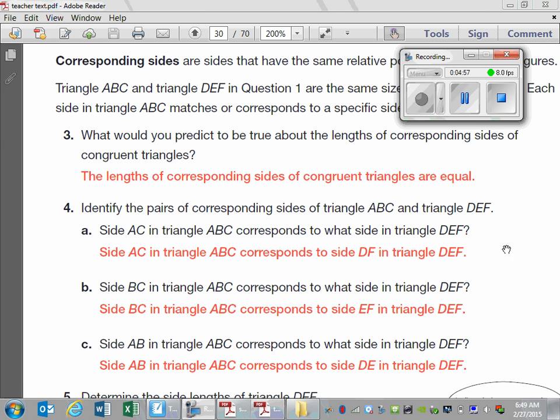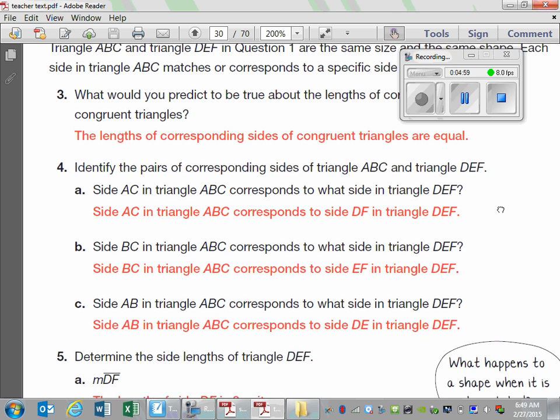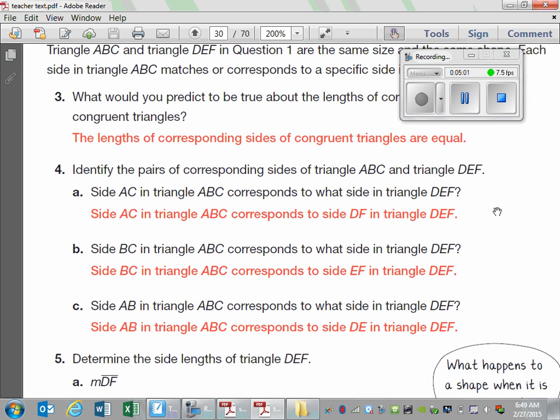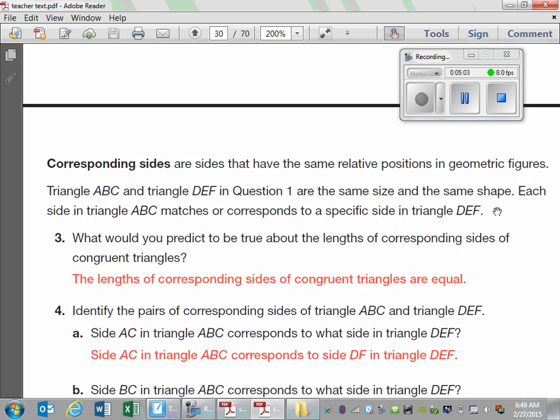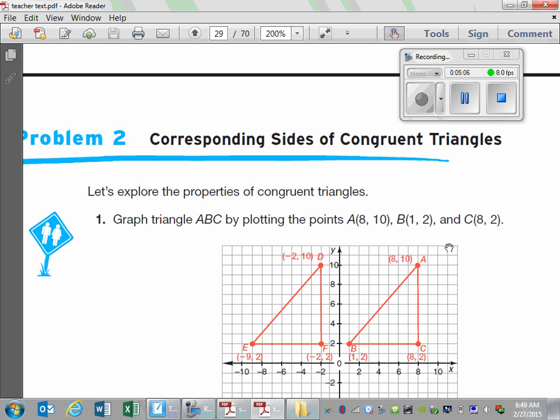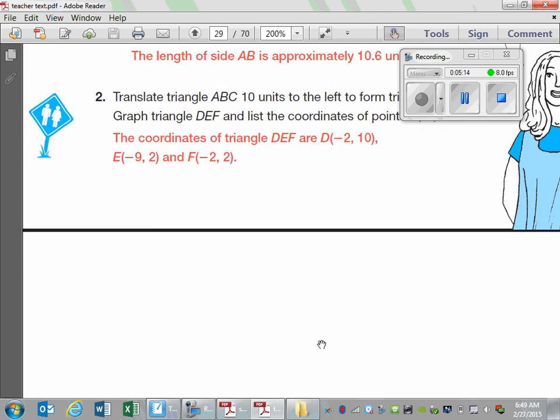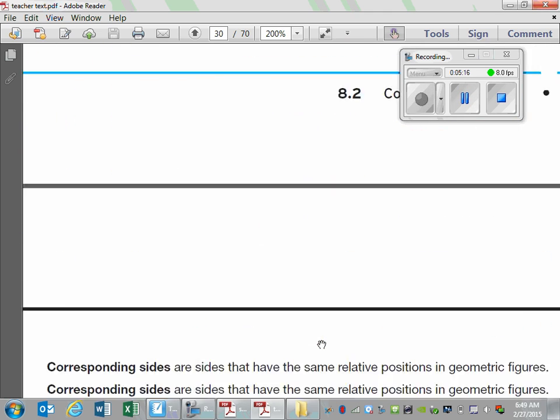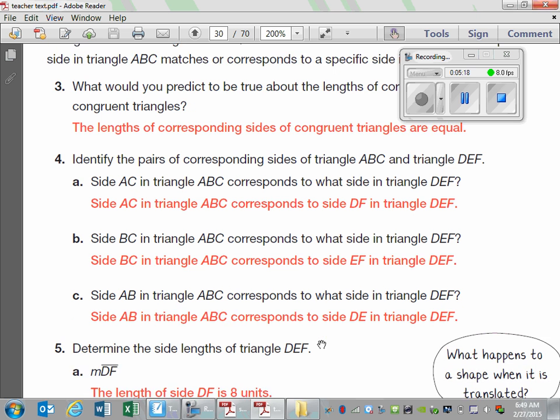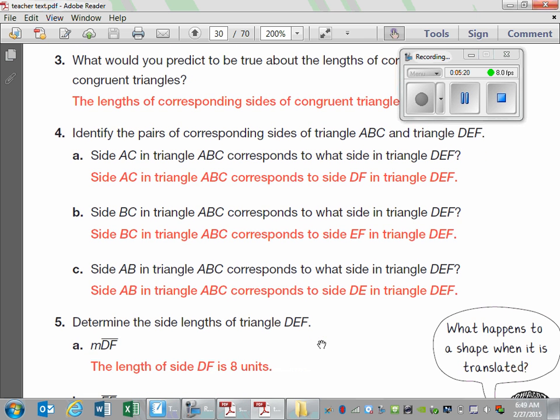All right, number 5. Now determine the side lengths of DEF. So the measure of DF, we go up 1, 2, 3, 4, 5, 6, 7, 8. Then it wants you to find the other two as well. So there's A. Go ahead and do B and C. Pause, press play when you're ready.